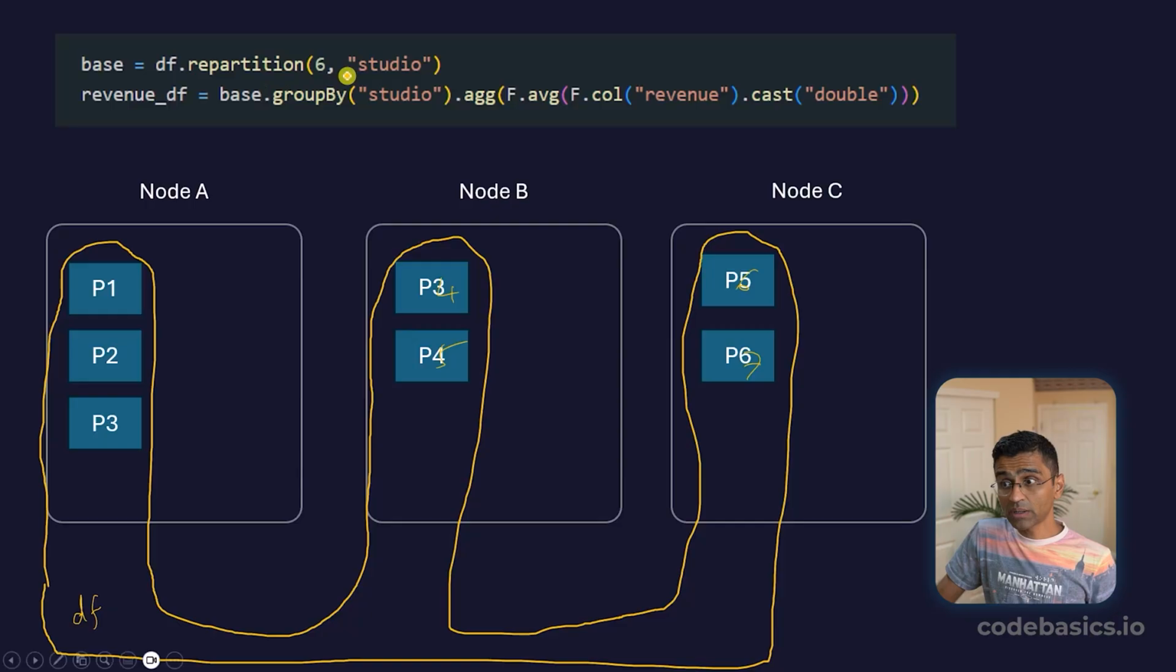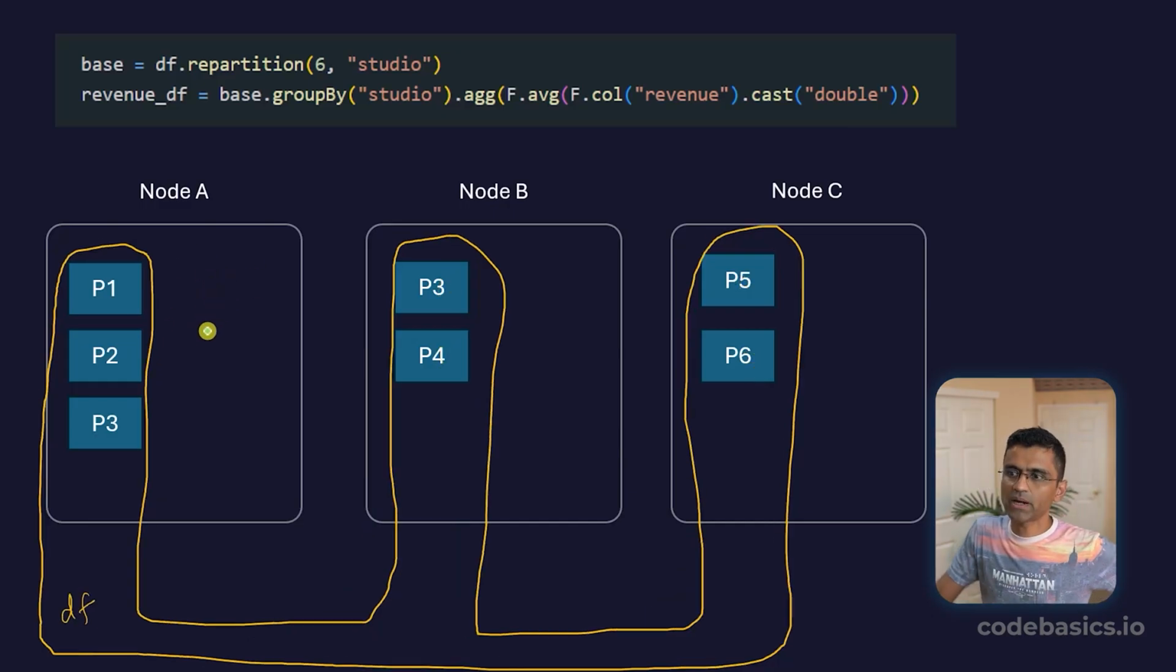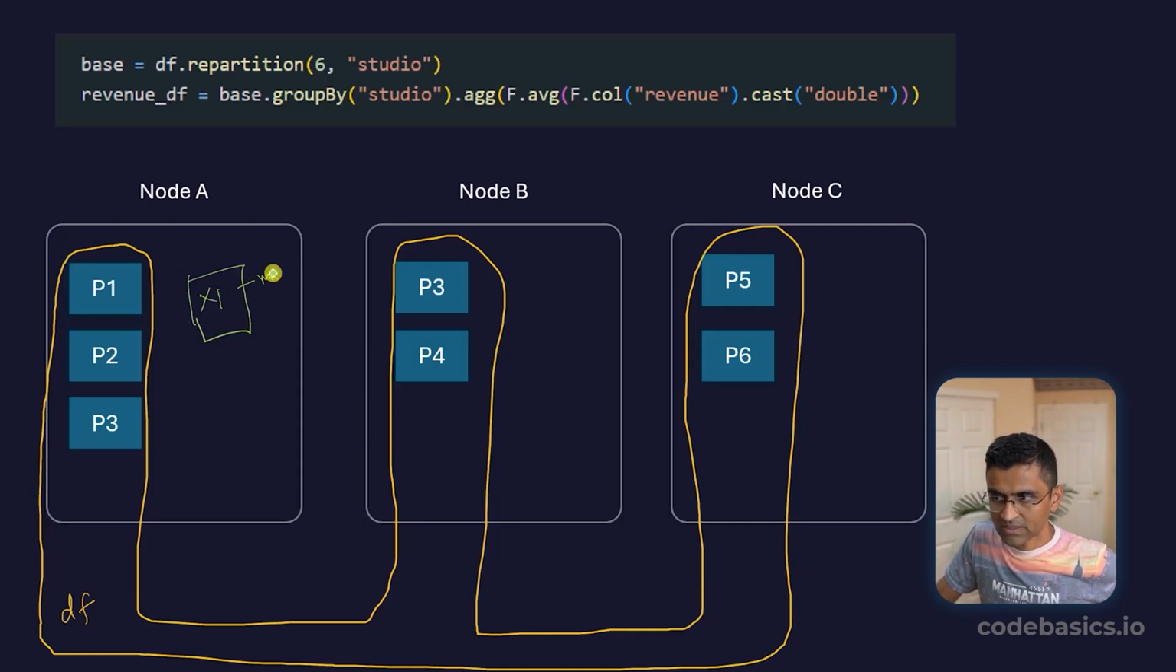So when I say df.repartition 6 studio, what it will do is, it is like a hashing operation. It will create partitions so that a studio is present on a single node, basically in a single partition. So let's call these partitions x1, x2, etc. Here, let's say by studio, every record for one studio will be in one partition. So if I have one partition here, x1, this will have all the Marvel records, let's say.